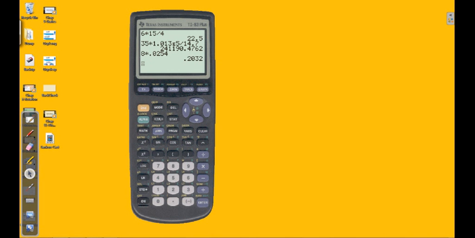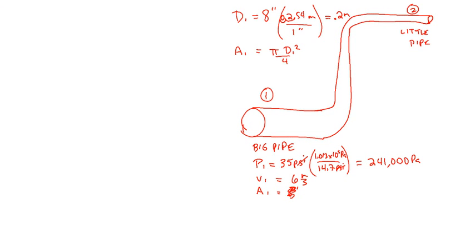If I take pi times the last answer squared and divide by 4, then I would have 0.0324 square meters for my cross-sectional area. That's the number that I'd like to put down here at the bottom. 0.0324 square meters. The other number here that I have to have is the height. And remember, I said I usually like to call the bottom one 0. So we'll just put in a 0 right there.